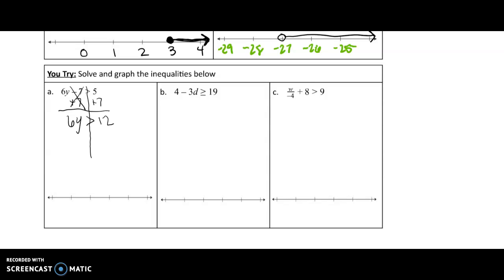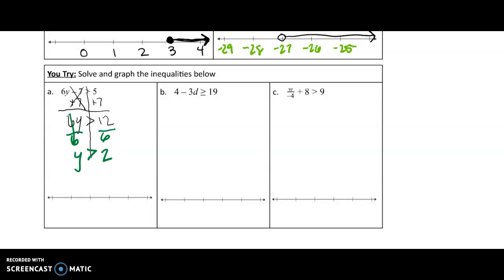We are multiplying by 6, so we need to do the opposite. We're going to divide by 6 on both sides. Those cancel out, and we have y is greater than 2. We did not have to flip our inequality because 6 was a positive, so when we divided by a positive 6, it did not change the direction of our inequality.